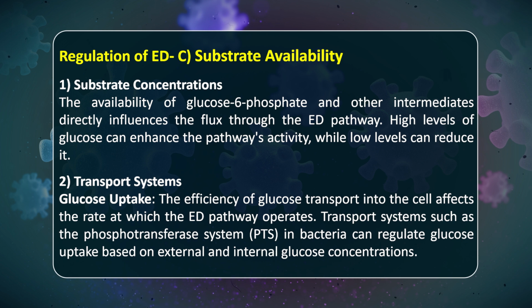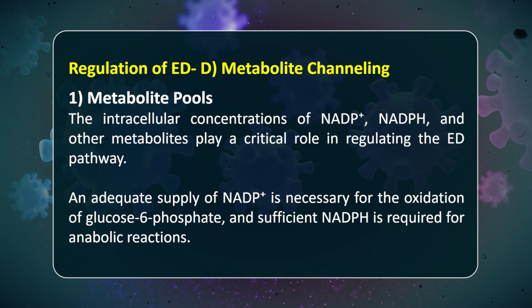High levels of glucose can enhance the pathway's activity. Then transport systems, glucose uptake. The efficiency of glucose transport into the cells affects the rate at which the ED pathway operates. Transport systems such as the phosphotransferase system in bacteria can regulate glucose uptake, and external and internal glucose concentration. Then metabolite channeling. The ED pathway can also be regulated by metabolite pools. The intracellular concentrations of NADP plus, NADPH and other metabolites play a critical role in regulating the ED pathway.